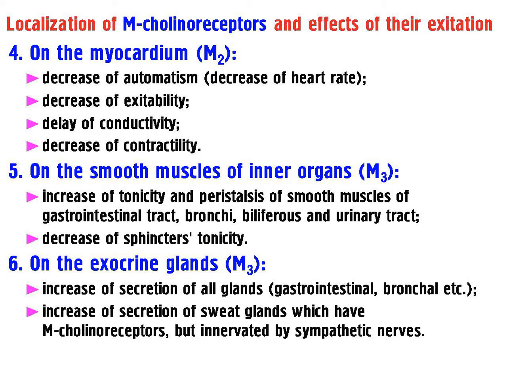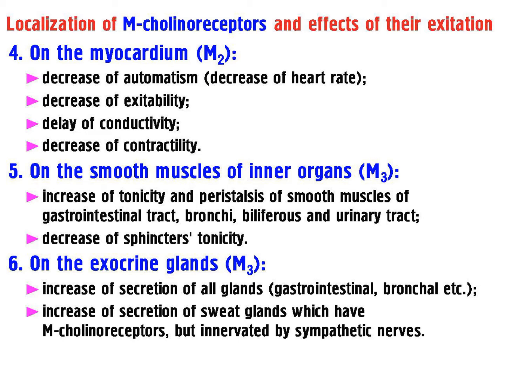M3 cholinergic receptors are found in the smooth muscle cells of different inner organs, and their stimulation increases, for example, tonicity and peristalsis in GI tract, in respiratory system, bronchi, in biliary and urinary tracts. And also at the same time tonicity of sphincters is decreased.